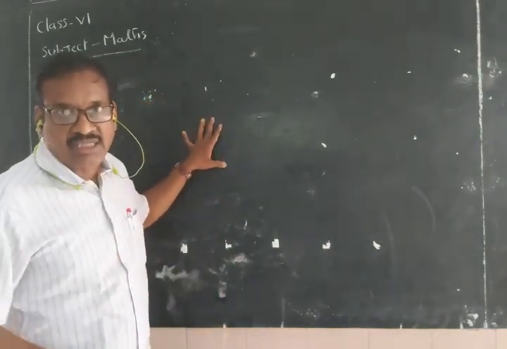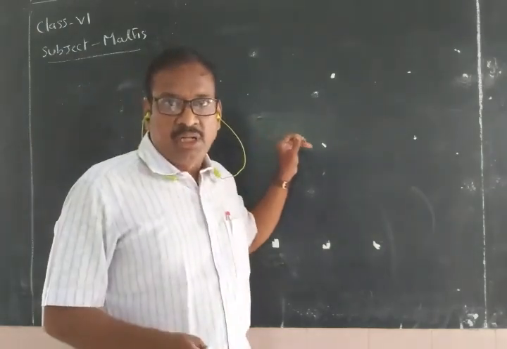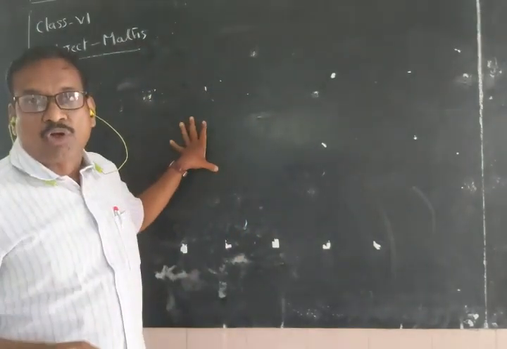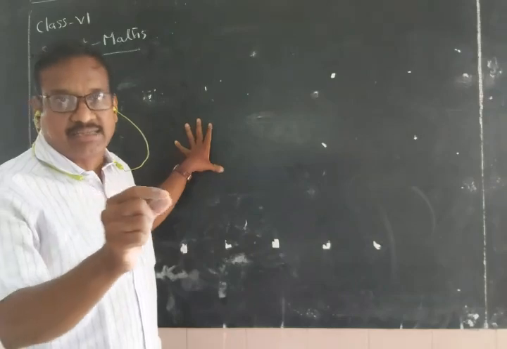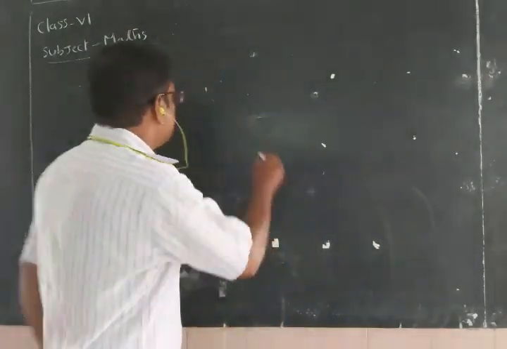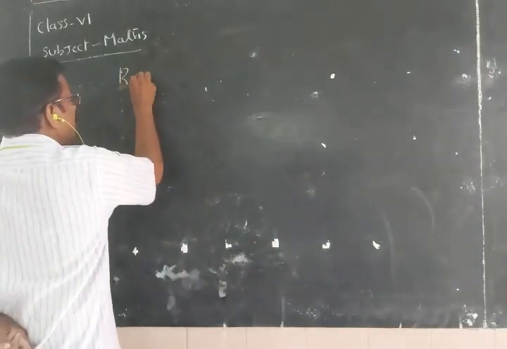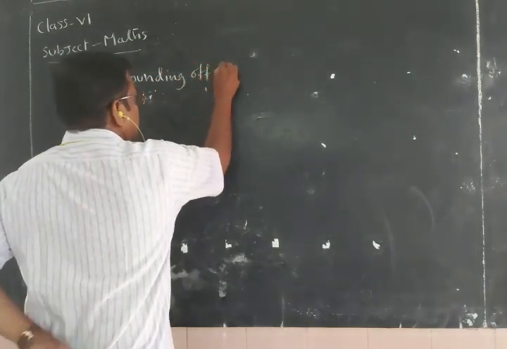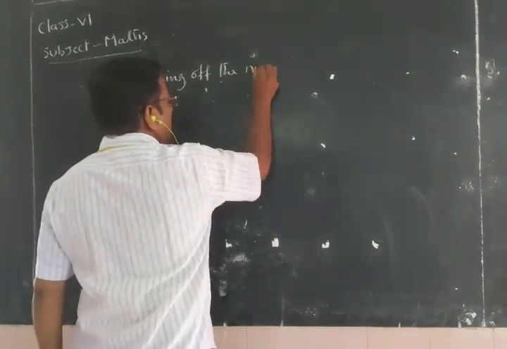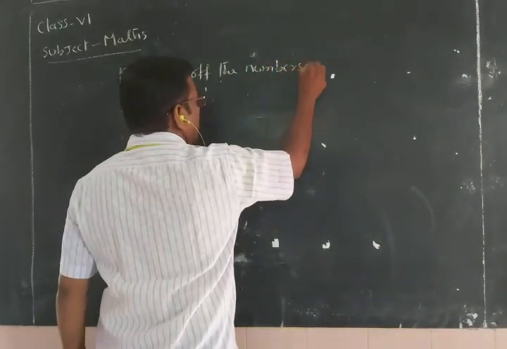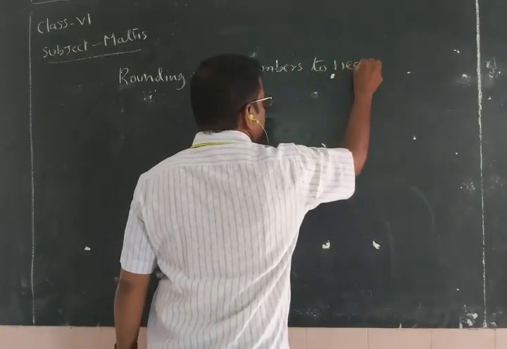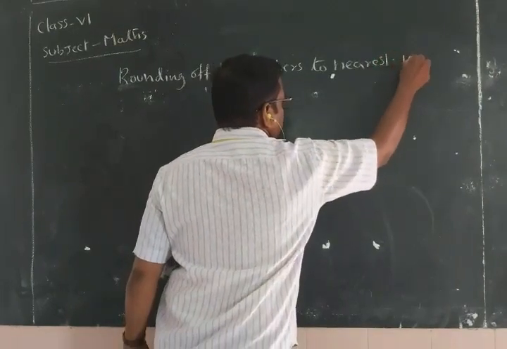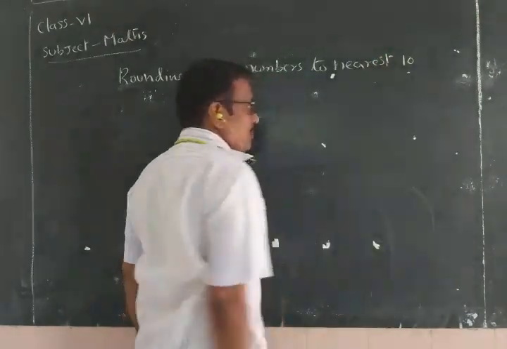The first exercise, 1.1, is already completed, and now 1.2. Round up the numbers to the nearest step. Rounding up the numbers to the nearest 10.